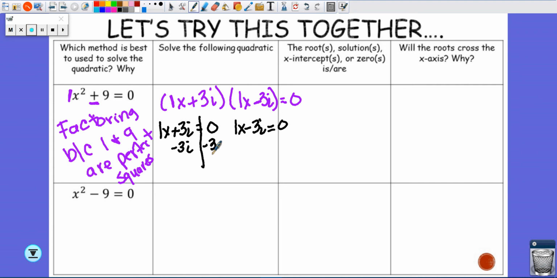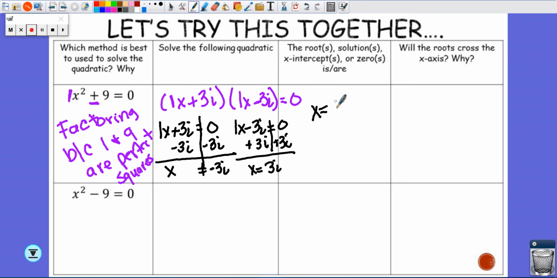Minus 3i goes on the other side, and so we get x equals minus 3i for that side. The 1 I left off because you can divide by 1, but 1 doesn't change anything. Then on this side, plus 3i, so we get x equals plus 3i. All right, so we solved it. What are the solutions? We would say x equals plus or minus 3i, or you can write both answers out: x equals 3i and x equals negative 3i. You can write it that way too.